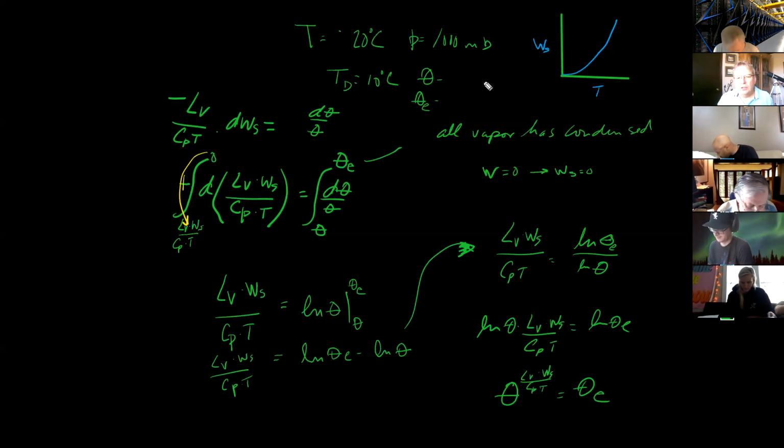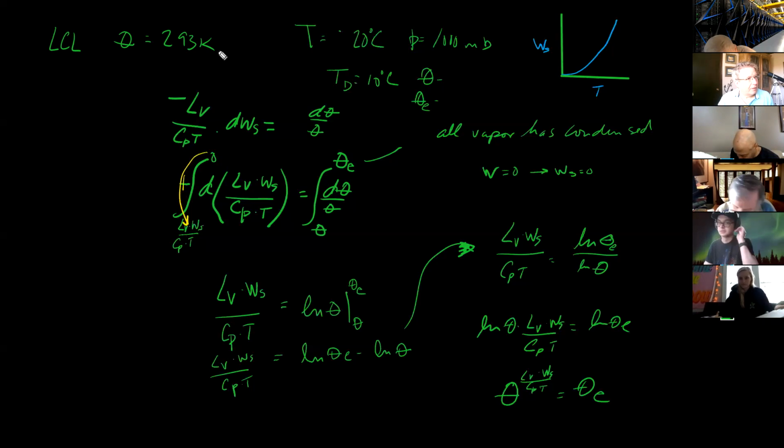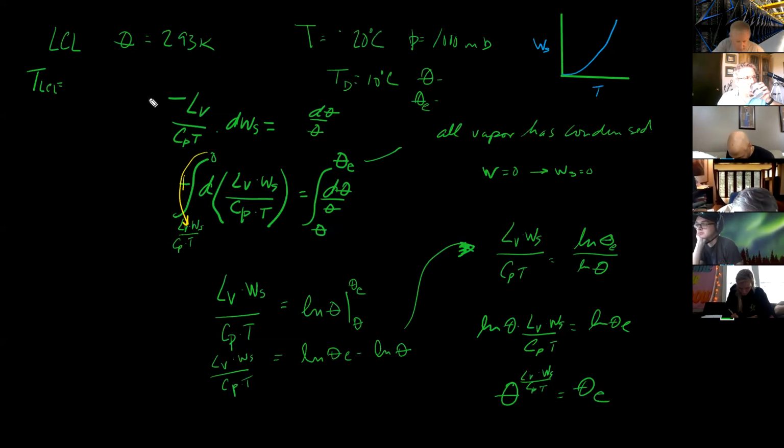Okay, anyway, did you guys get that? What did you have to do first with this information? You needed to find the LCL, right? And we should know that theta is 293, right? When we're at the LCL, what's the temperature at the LCL? The temperature of the parcel at the LCL. You need that information right there.